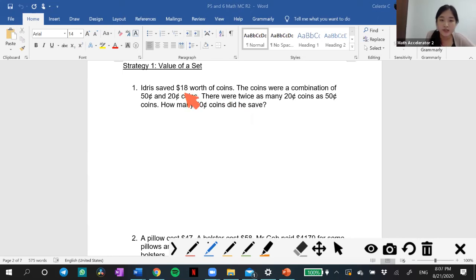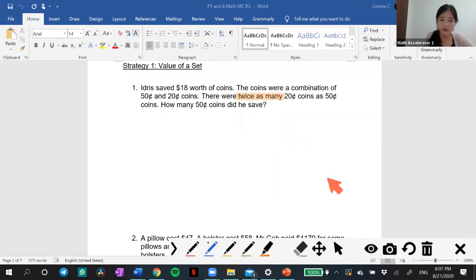Indris saved $18 worth of coins. The coins were a combination of 50 cents and 20 cents coins. There were twice as many 20-cent coins as 50-cent coins. Can you highlight or underline twice as many? How many 50-cent coins did he save?